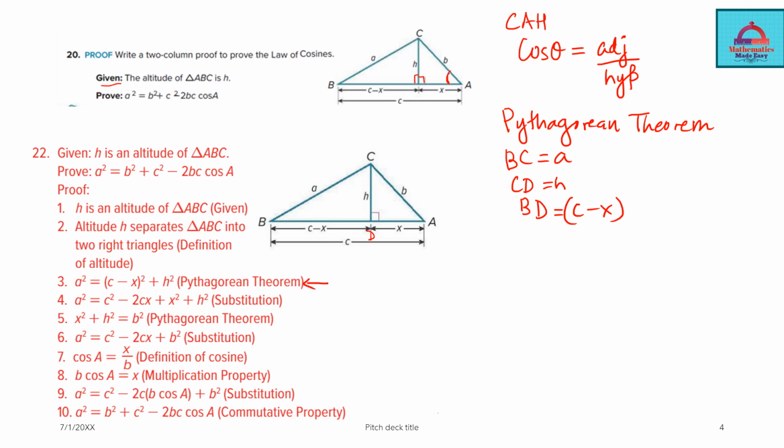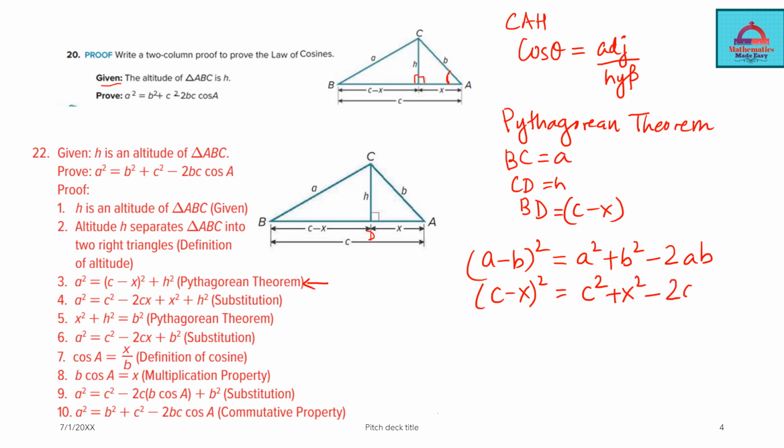So first step is Pythagorean theorem. After that, you open this identity. We are using a little bit of algebra, a minus b whole square. This identity is a square plus b square minus 2ab, or you may write the minus 2ab in the middle, it doesn't make a difference. So I'm going to apply this identity here for c minus x whole square. So what will I get? c square plus x square minus 2cx.